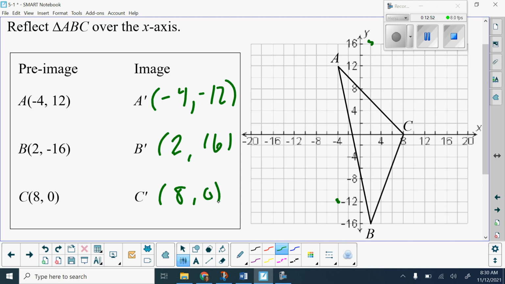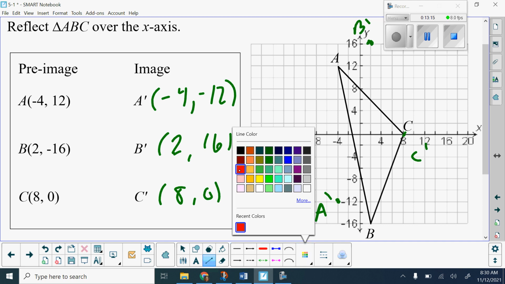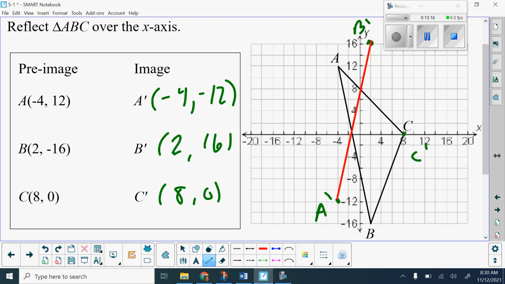So back to my picture now. I'm going to make these points a little nicer looking, and I'm going to label them. So this is A prime. That little dash means prime, or the image. This one up here at 2, 16, this is B prime. And then C and C prime are actually the same point. And now I'm going to take my straight edge. Remember, the side of your calculator works well. And I'm going to connect A prime and B prime, A prime and C prime, and C prime and B prime. And just take a moment to appreciate that that does look like triangle ABC flipped over the x-axis.